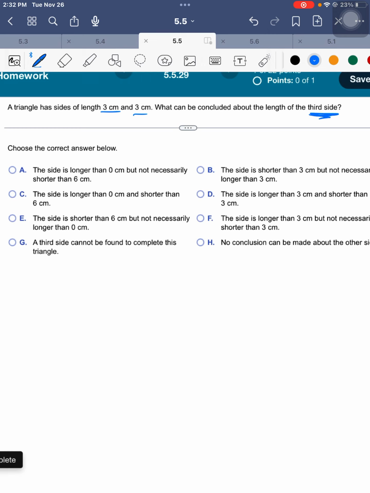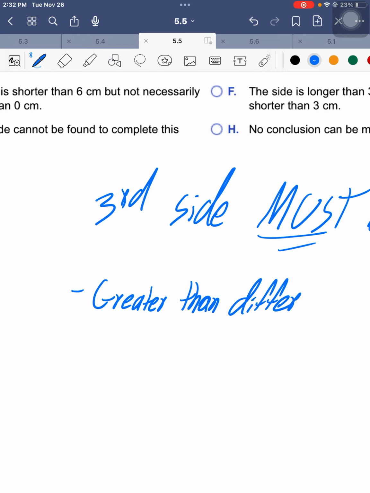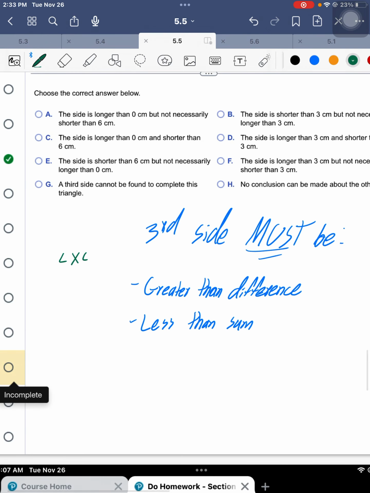A triangle has sides of 3 and 3. What can be concluded about the length of the third? So remember, the third side must be greater than... If you guys are able to finish my sentences, then that's really good. That means that you're doing great. Greater than the difference and less than the sum. So I'm gonna write a range, and whenever I do my range, I'm gonna put it like that.